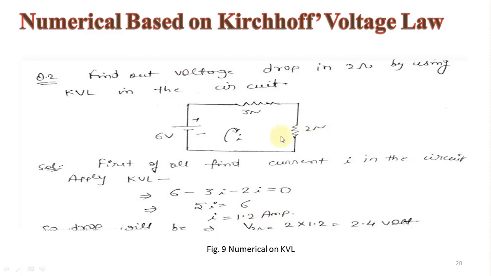Now if we want to find the voltage drop across this 2 ohm resistor, the voltage drop formula is V is equal to I into R. So we may write V(2 ohm), the voltage drop across this resistor, is equal to 2, the value of this resistor, into I, the value of this current. The value of the total current of this circuit is 1.2, so we put in this value. After solving this we find the voltage drop across this resistor is 2.4 volt.